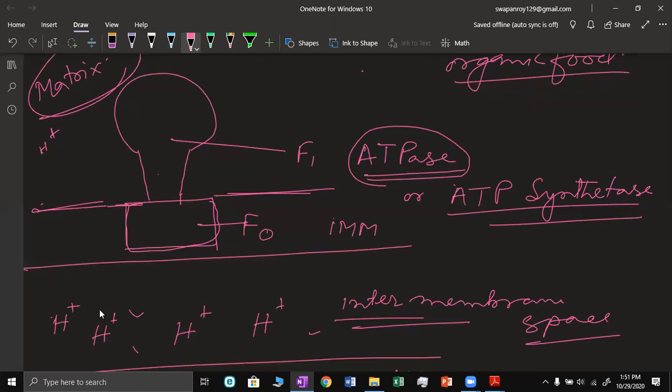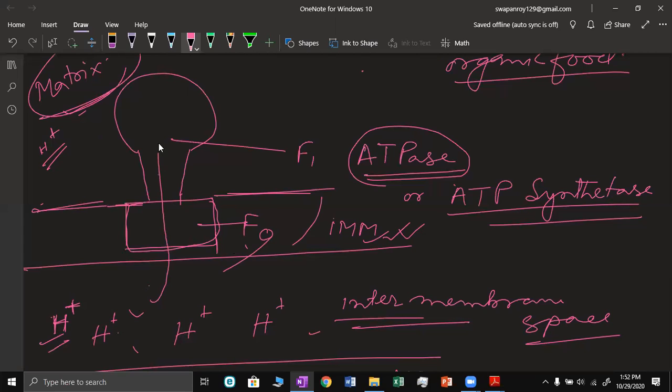So these protons try to move to the matrix, because here it is higher concentration, here it is lower concentration. They try to diffuse into the matrix. But this is not possible, because the inner mitochondrial membrane is leak proof, meaning this hydrogen ion, this proton cannot move through the membrane. But they have a passage, and that passage is the F0 F1 particle. This one is the passage through which the proton can move.